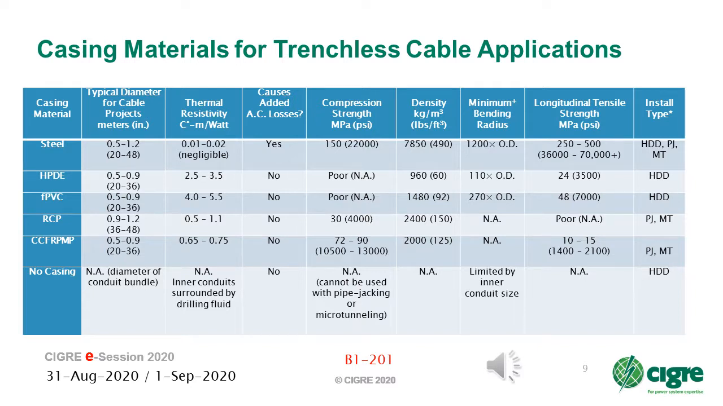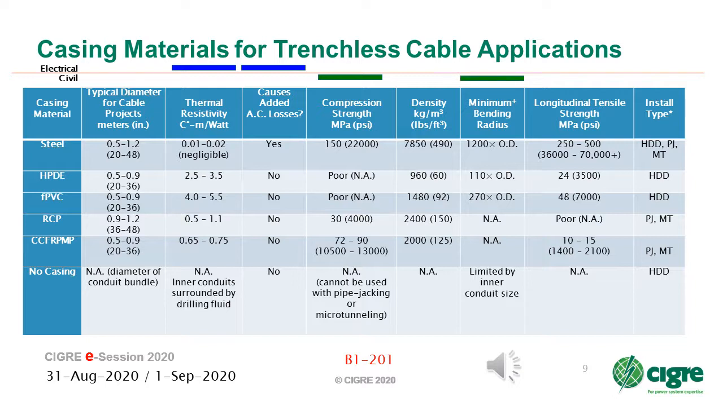This table summarizes the characteristics of various casing materials used for trenchless technology on underground power cable systems. Some of the characteristics are important from an electrical engineering design because they impact the cable rating or ampacity. Others are very important from the civil engineering design because of their mechanical properties. As the table illustrates, certain materials are only appropriate for specific types of trenchless methods, and this is part of the selection process that's used by the civil engineer and the electrical engineer in designing these types of installations.